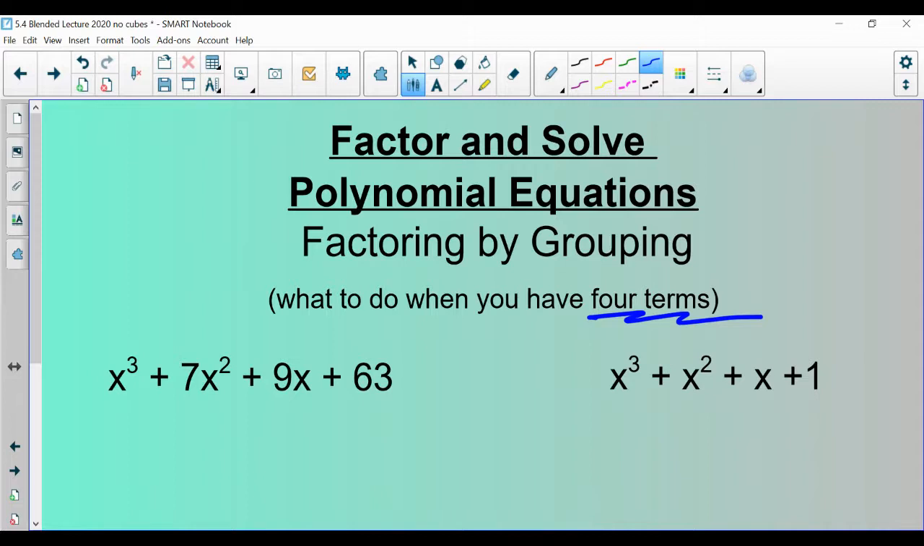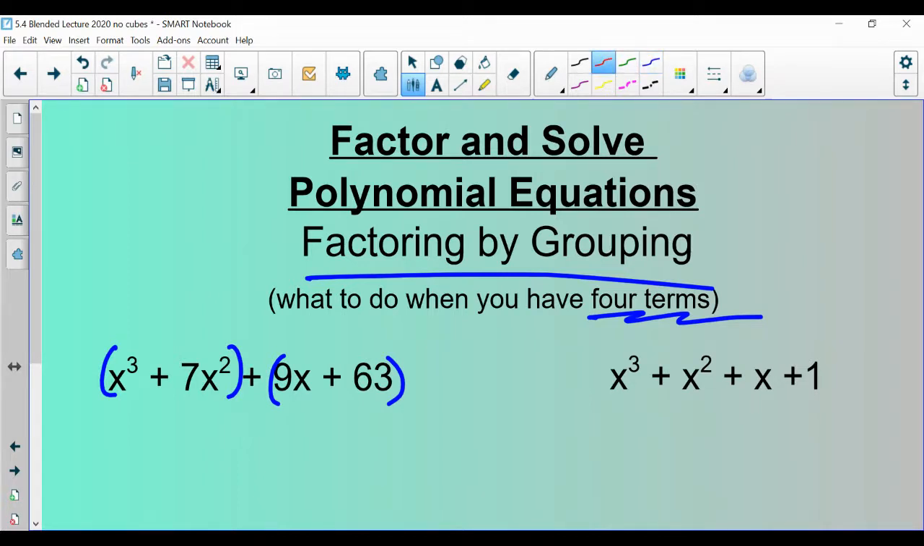How to actually proceed with factoring by grouping is, as the name suggests, you are going to group the polynomial, and you're going to group the polynomial by the first 2 terms and the last 2 terms. So right here I say, hey, this one has 4 terms. I know I need to factor by grouping. What you're going to do is group the first 2 using parentheses, and group the third and fourth term together in parentheses.